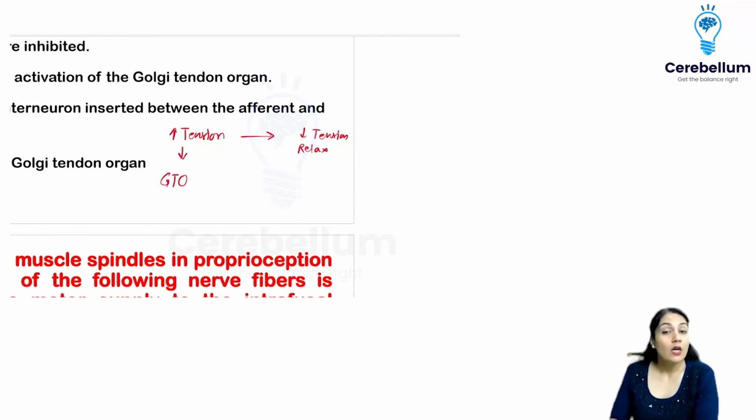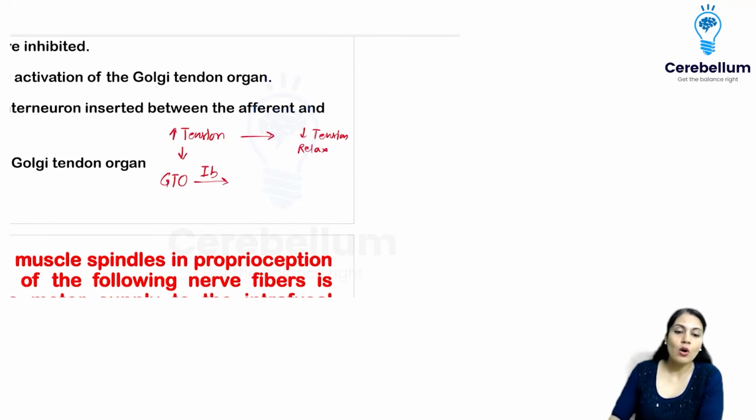Why? Because there is the highest tension, which will stimulate the GTO, and this GTO will carry forward the signals via the afferent nerve 1B. This 1B is going to go and activate something known as an inhibitory interneuron.